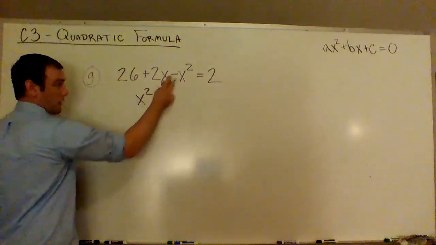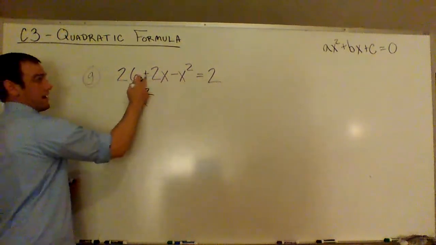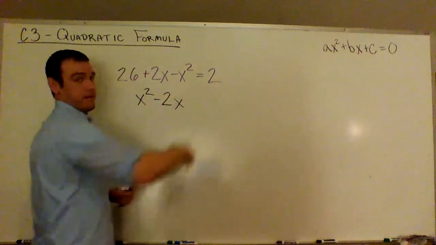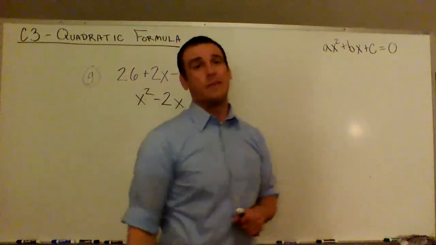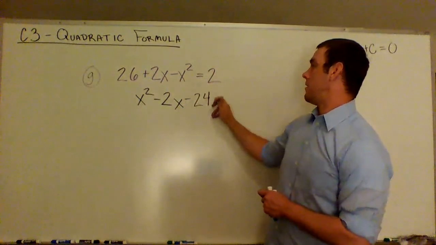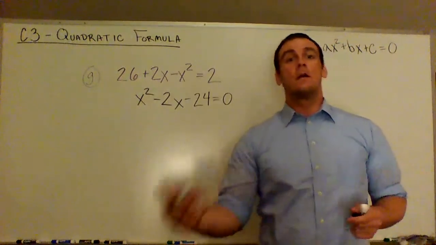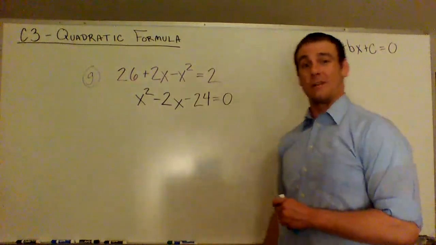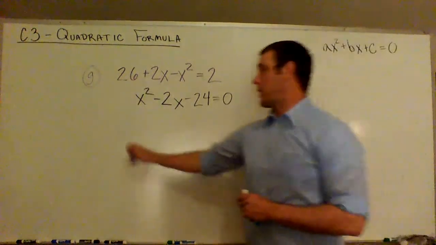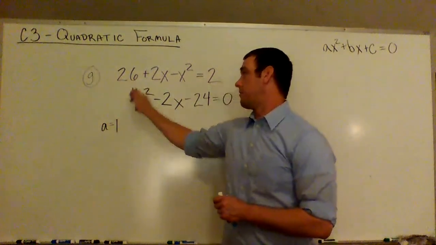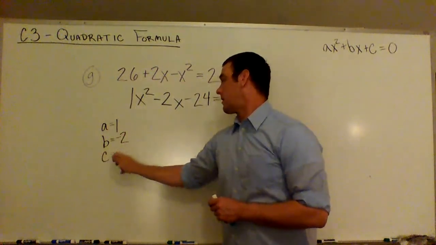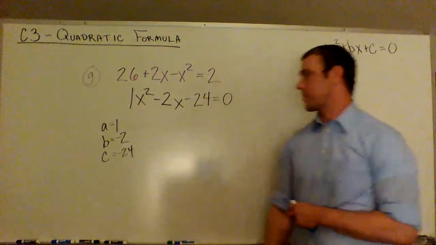I've got x squared because I added x squared. I subtract 2x. I'm going to subtract 26. Now 2 minus 26 makes 24. Okay, so here we go. We're going to use the quadratic formula again because I said that's how you have to solve all these. So A is going to be 1, our invisible man. B is going to be negative 2. C is negative 24.